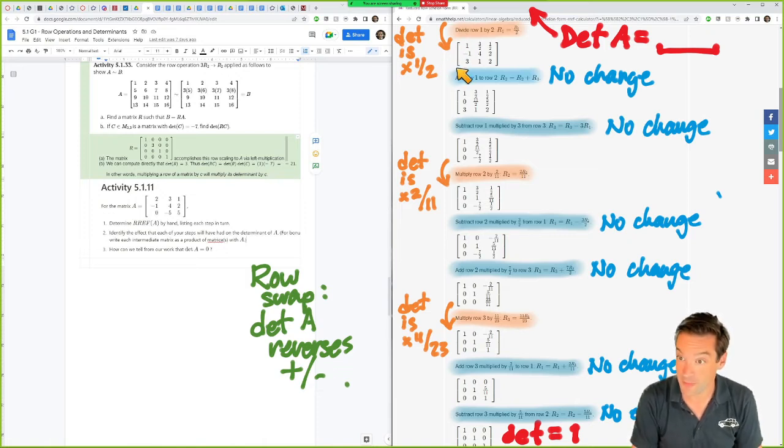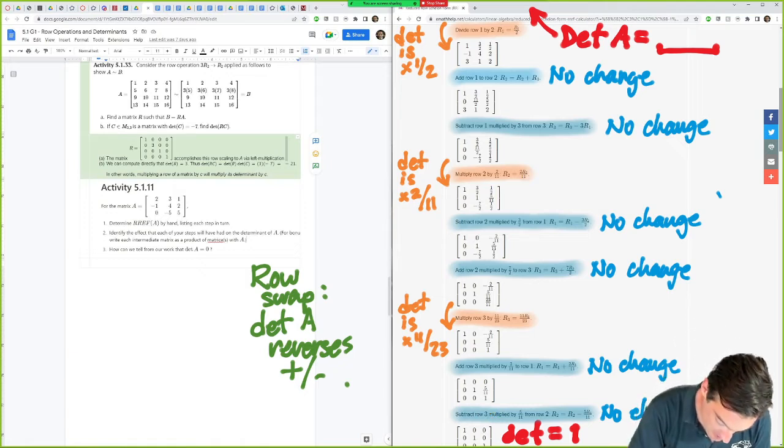Right? The first step, we multiplied the determinant by 1/2. And then this step, we multiplied the determinant by 2/11. This step, we multiplied it by 11/23. So if I want to go backwards, I have a determinant of 1 here at the end. And in the previous step, because there was no change in the determinant, the determinant of this matrix must have also been 1. Exactly.